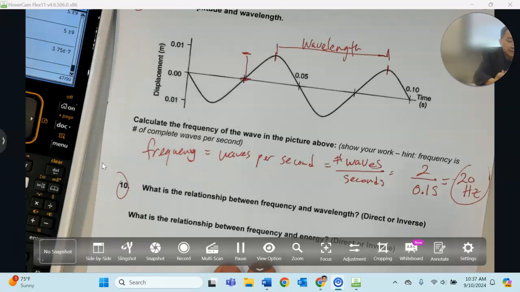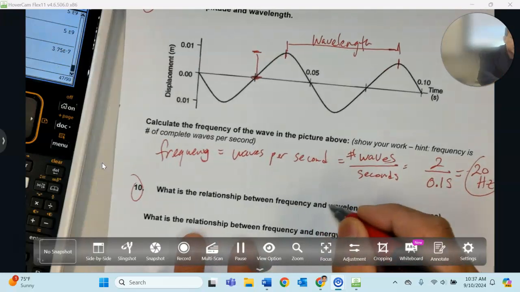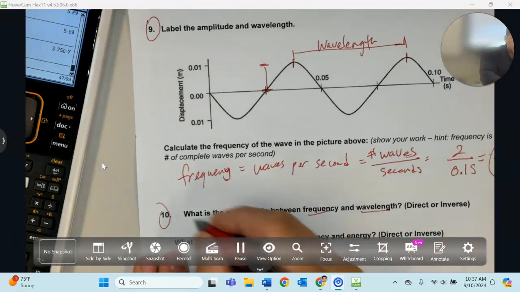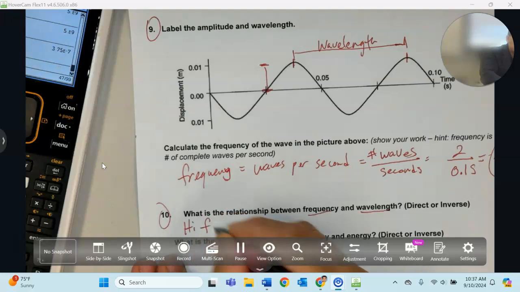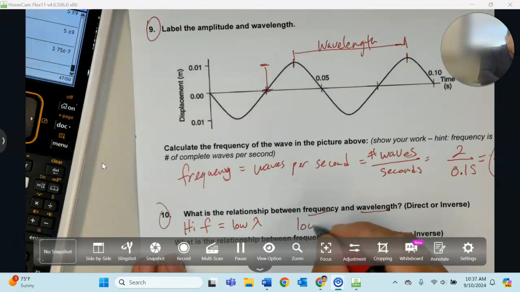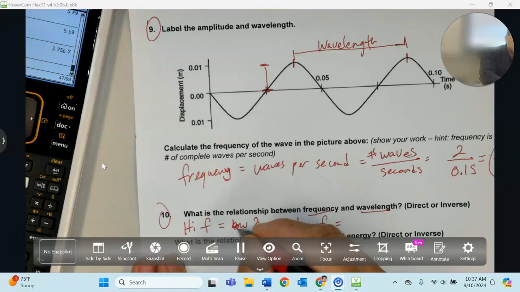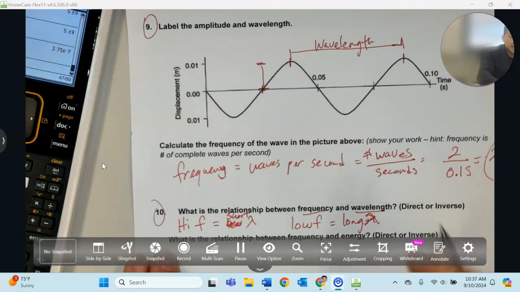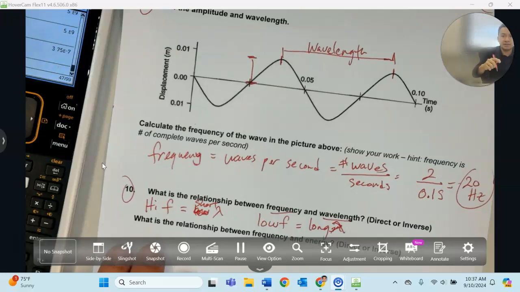Cool. How many waves per second? What is the relationship between frequency and wavelength? We discussed that in the previous part. Remember, high frequency equals short wavelength. Low frequency equals long wavelength. Because the longer wavelength means it's going to happen less. It's going to go slower and slower. You have really short wavelength.